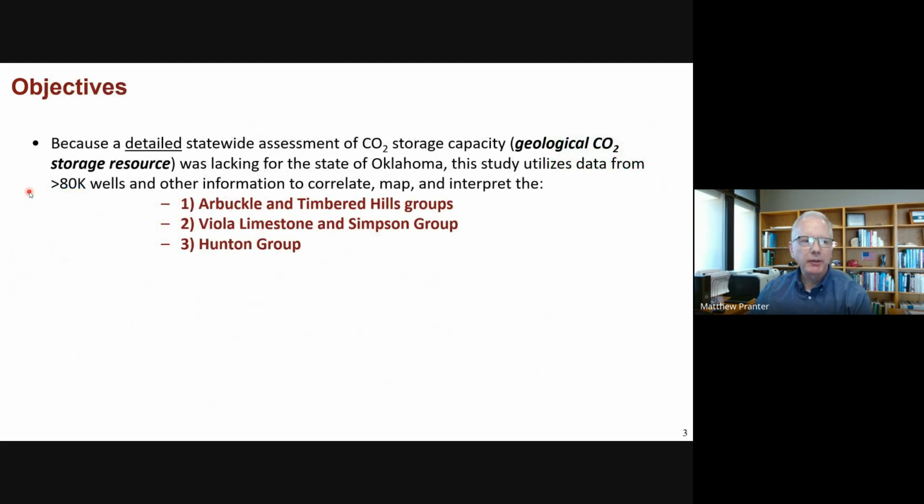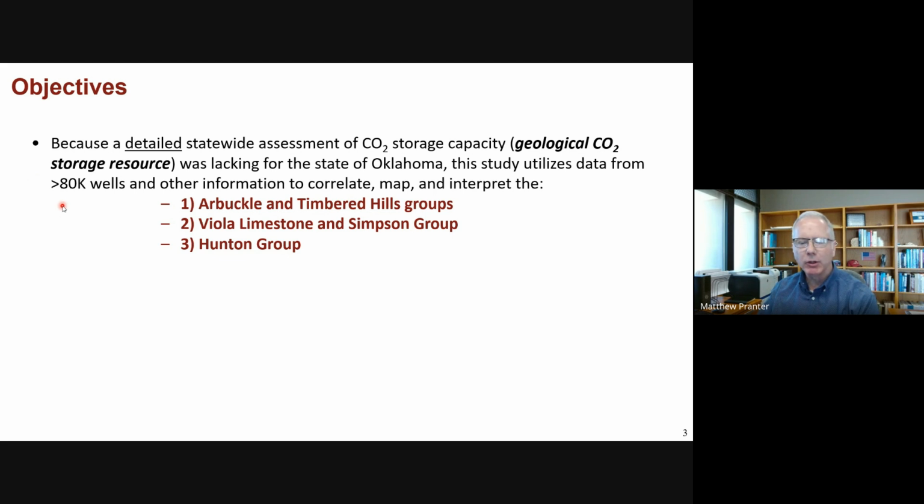So the objectives. As I mentioned, there haven't really been detailed statewide assessments of CO2 storage capacity. Some people use the term storage resource. So it's been relatively lacking. What we hope to do through this is add to what has been done for the state of Oklahoma. There have been site-specific studies, but not so much statewide studies.